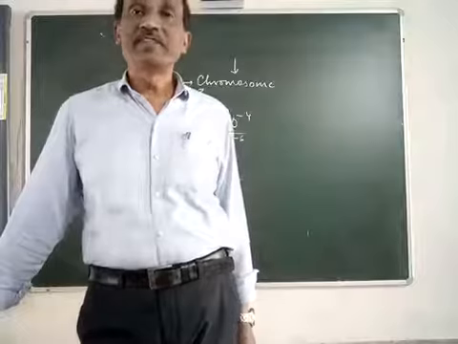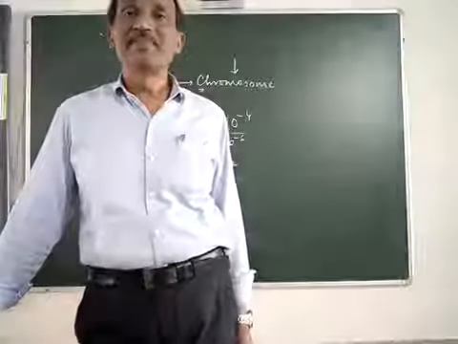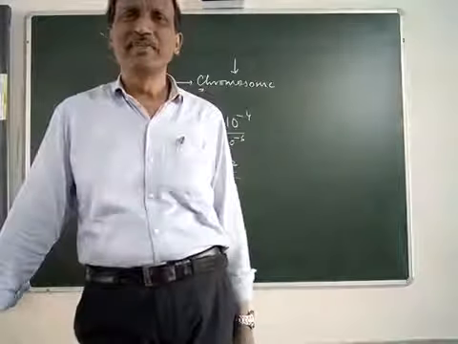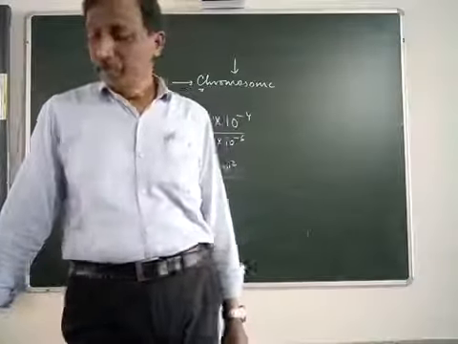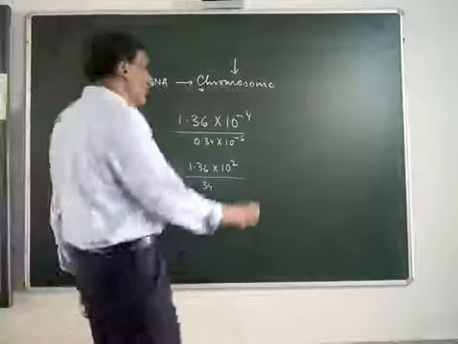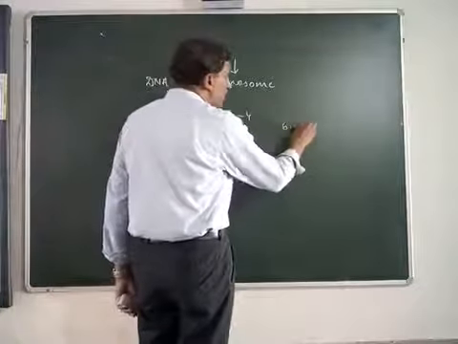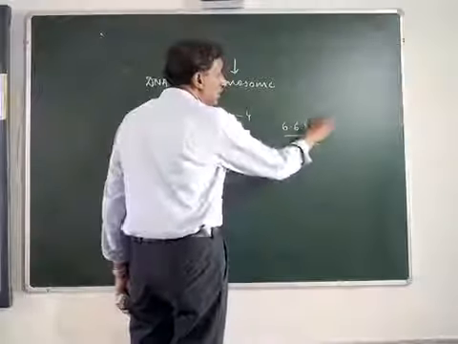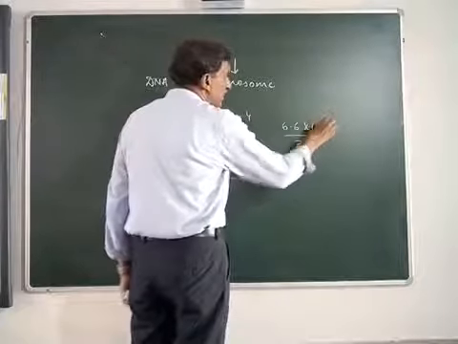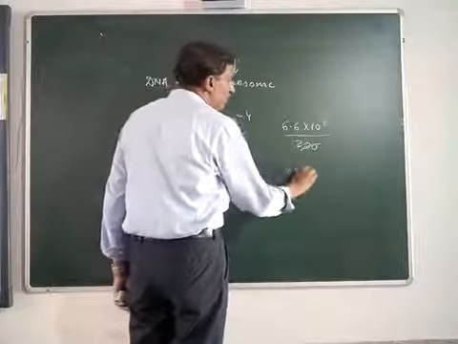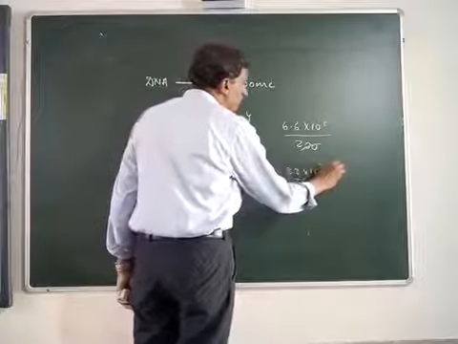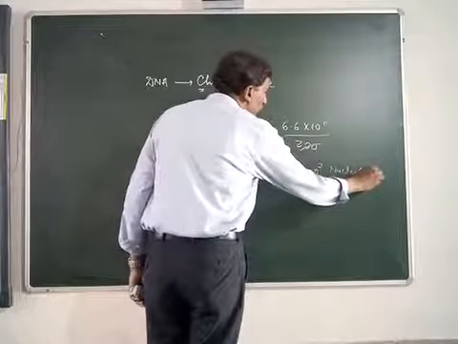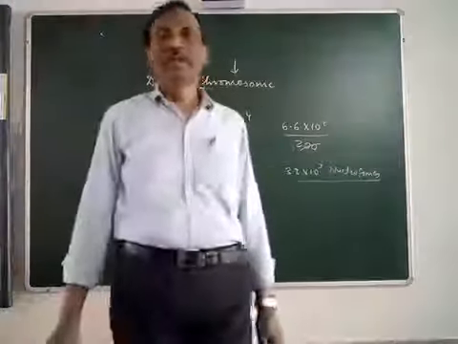Theoretically, how many base pairs are present in a mammalian cell? Mammals have many different types of cells, so instead of mammalian cell, if you consider a human cell, you can ask how many base pairs there are. 6.6 into 10 to the power 9 divided by 200. So divide this by this, and you get 3.3 into 10 to the power 7 beads. All of these will be nucleosomes.